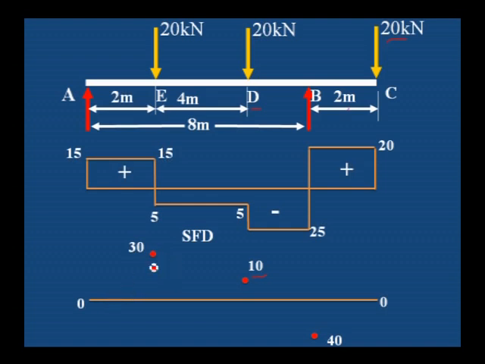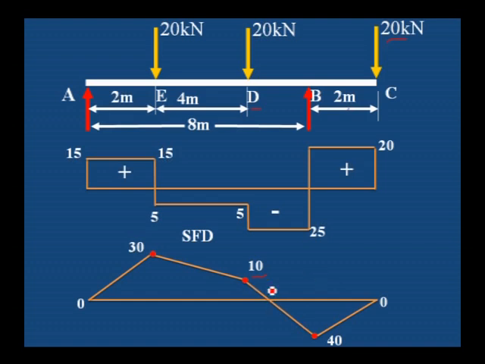Now you can observe here bending moment is positive as well as negative, whereas what we have observed in simply supported beam, bending moment is positive. In cantilever beam, bending moment was negative. Here both positive and negative are there. Now you join all the points.